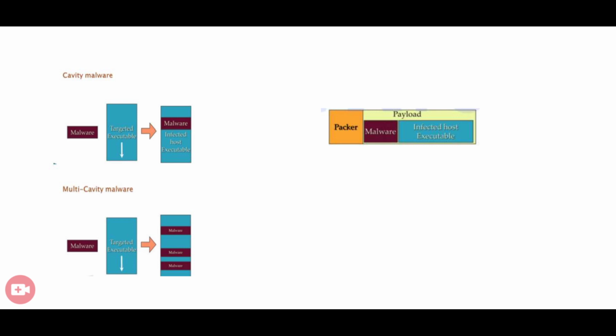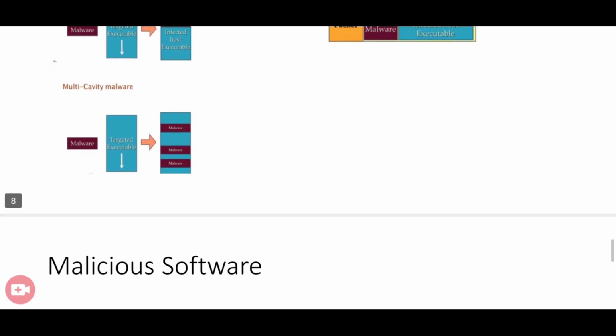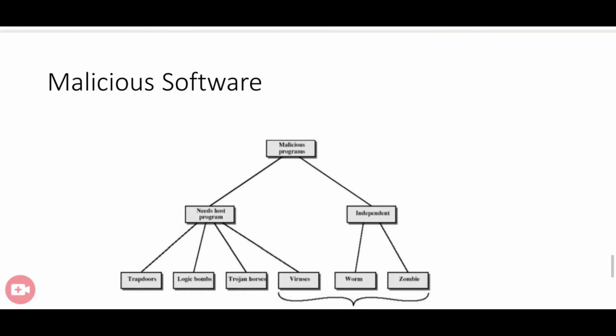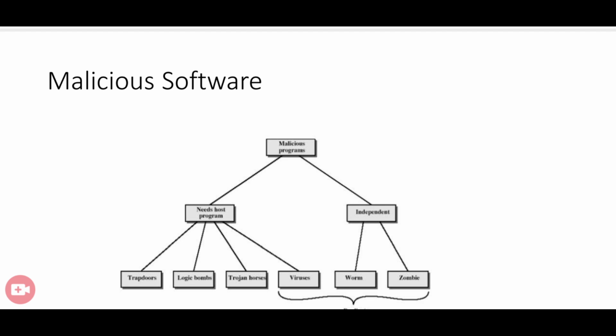And another one is packer. A packer deals with a compressed or packed executable file. It will be unpacked by the malware and then infected. So that is known as packer malware. These are all the categories of malware: overwriting malware, prepending malware, appending malware, cavity, multi-cavity malware, and packer.